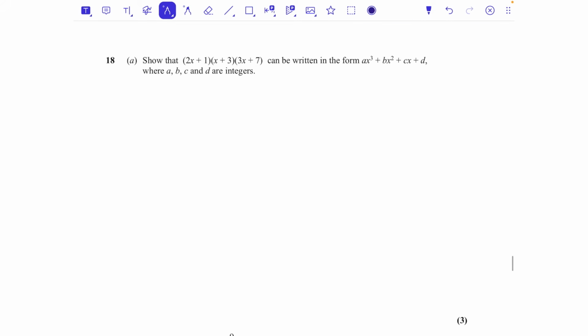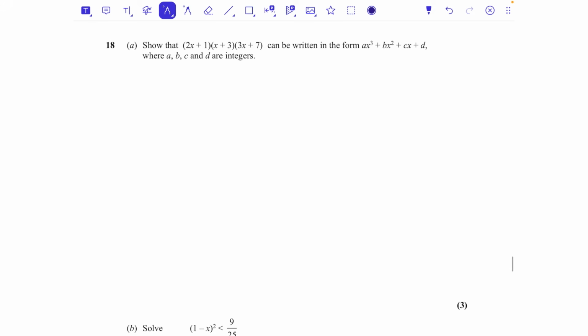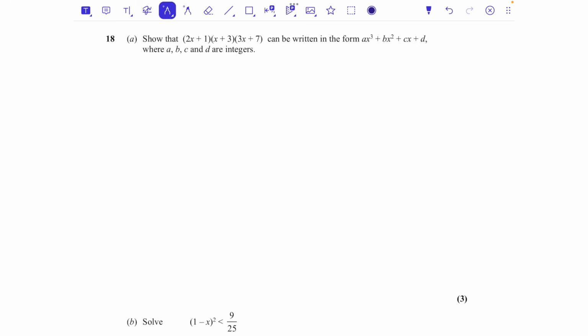Question number 18, show that 2x add 1 times x add 3 times 3x add 7 can be written in the form ax cubed, add bx squared, add cx, add d. So all we need to do here is expand the brackets.